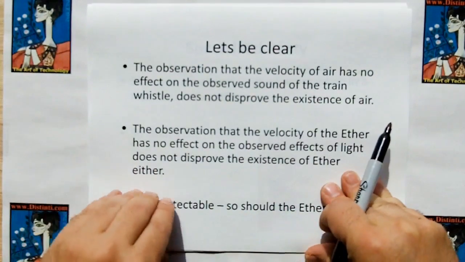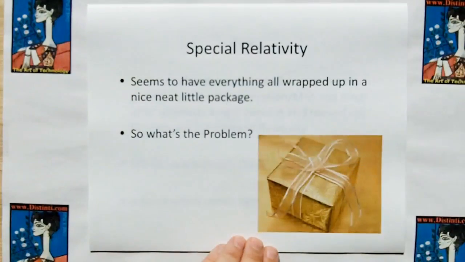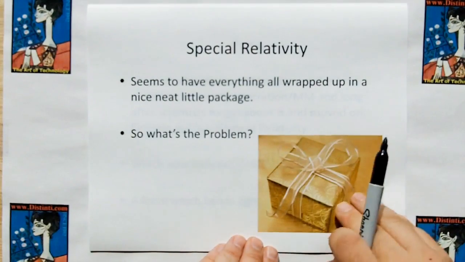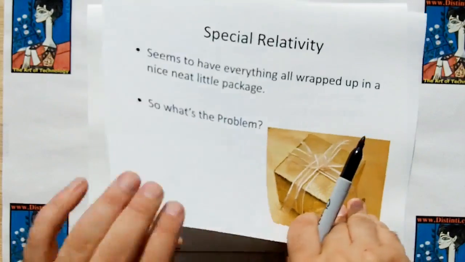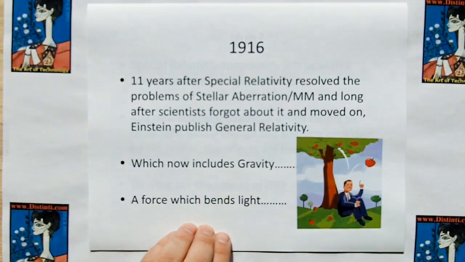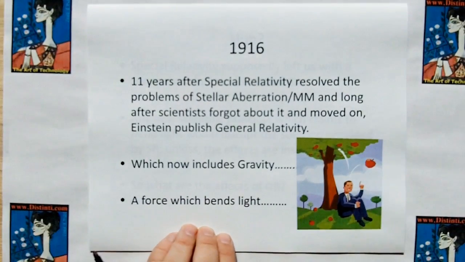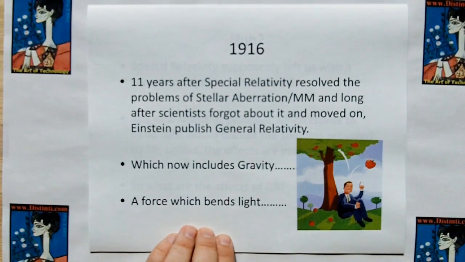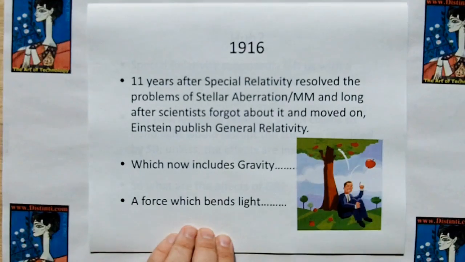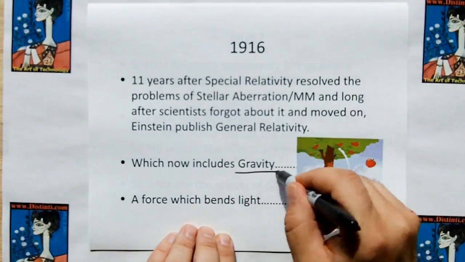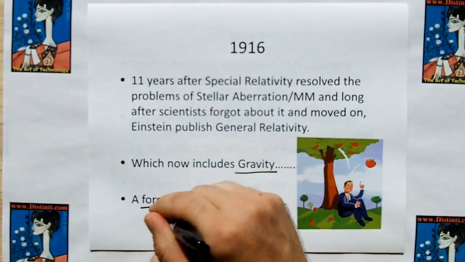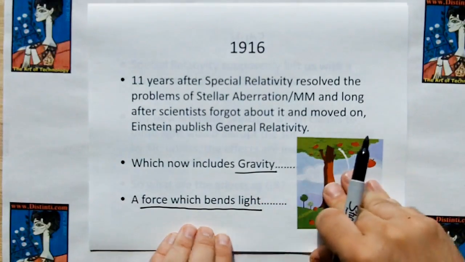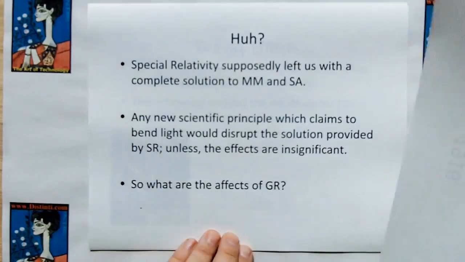If air is detectable, so should the ether. So it looks like special relativity has everything all wrapped in a nice, neat package. So what's the problem? Well, 11 years after special relativity resolved all the problems of stellar aberration and Michelson-Morley, and long after scientists forgot about it and moved on, Einstein published General Relativity, which now includes gravity, a force which they claim bends light.